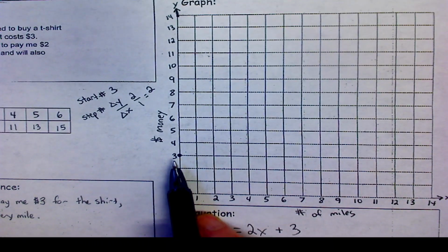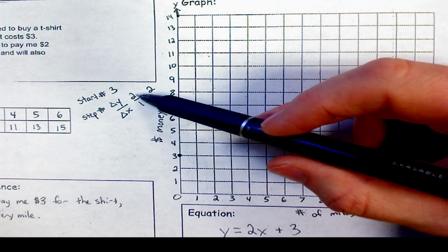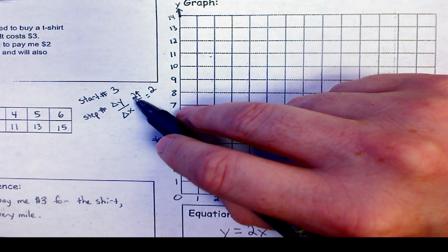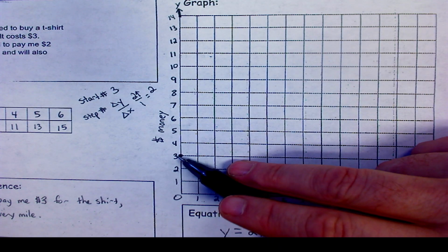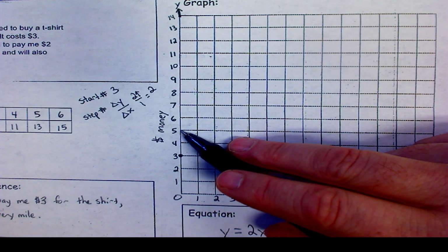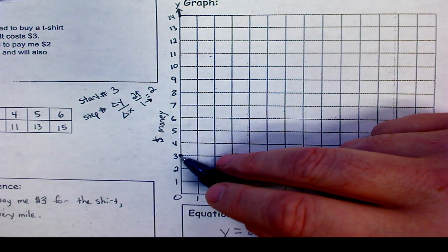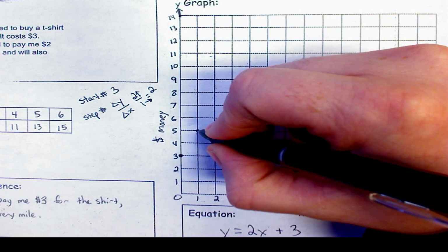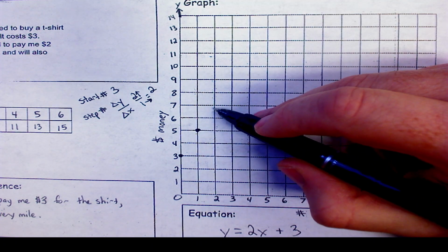Okay. Now our step number is 2, and you can see it's 2 over 1. So we're going to step up 2 because it's positive. If it was a negative 2, we would go down 2, but instead it's positive, so we're going to go up 2, and then we're going to step over 1 because we had a 1 on the bottom of it. So up 2, and to the right 1. Up 2, to the right 1.